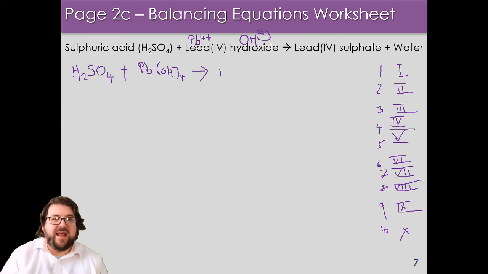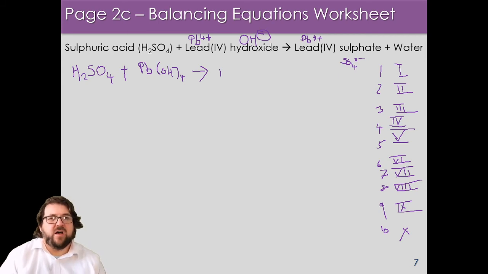So now the lead is still in the Pb4 plus state. But I've also got a sulfate. Now that is one of our common ions. It's SO4, 2 minus.